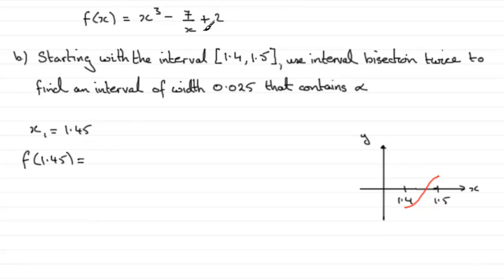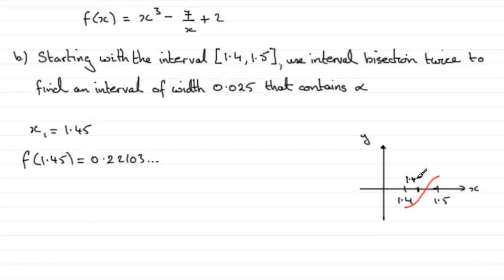So substitute 1.45 in for x. Cube it, minus 7 divided by 1.45 plus 2, and what you should find is 0.22103, and so on. So what this is showing us is that we've got a positive value when we take 1.45.